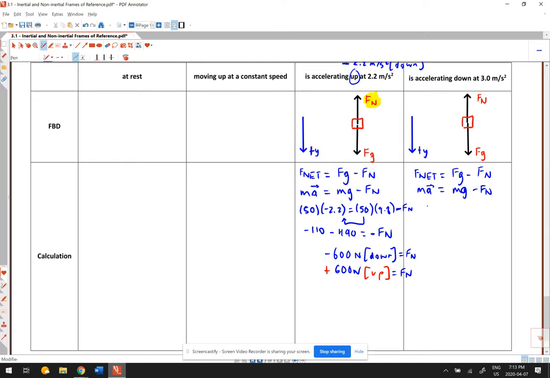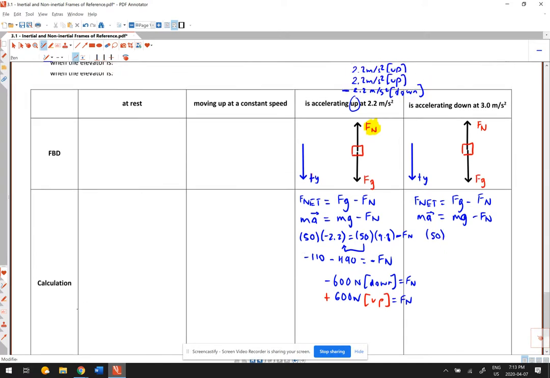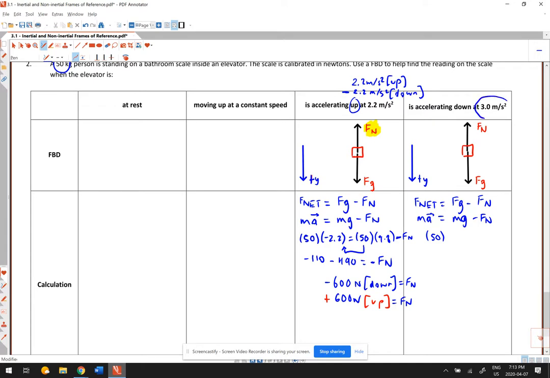Now let's try the other question over here. So we have mass times acceleration, 50. And the acceleration now, because it's accelerating downwards and we've defined down as positive, is still going to remain positive 3.0 equals mass, which is 50 times 9.8 minus normal force. So 50 times 3.0 is 150. And we're going to take this to the other side. So now this becomes negative 490 is equal to negative normal force.